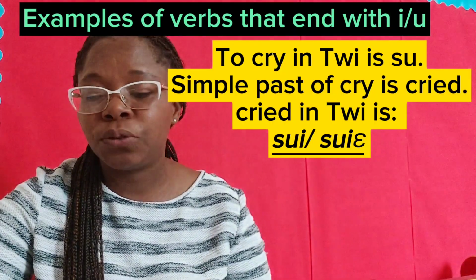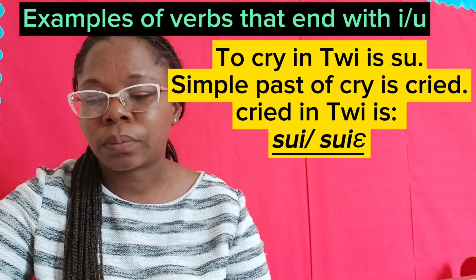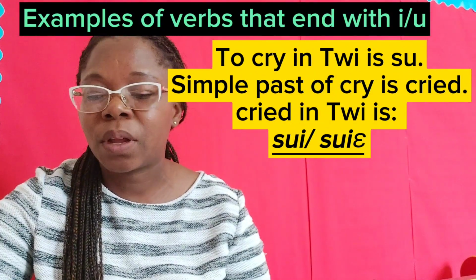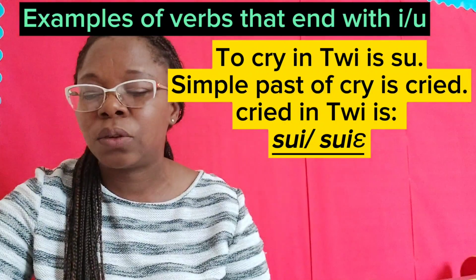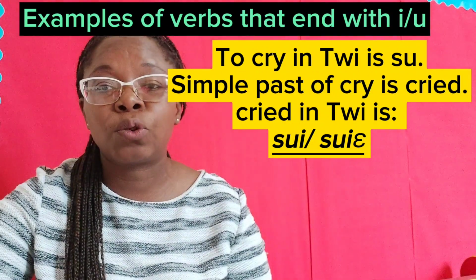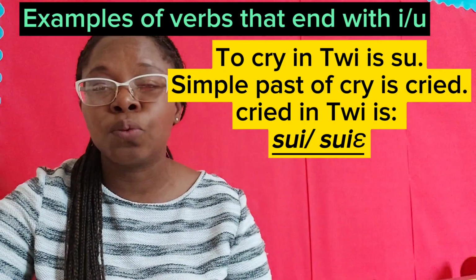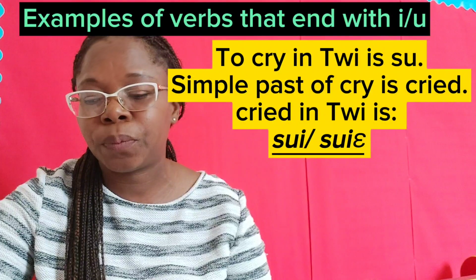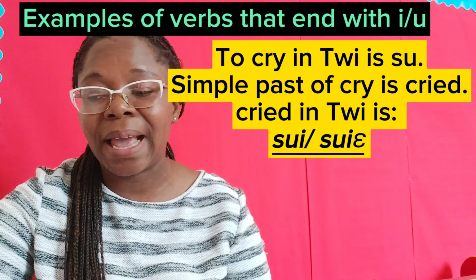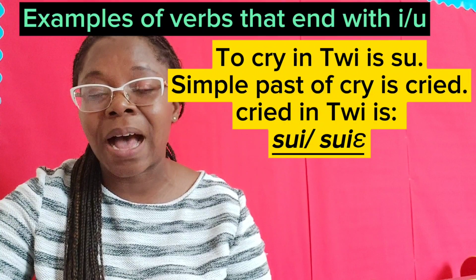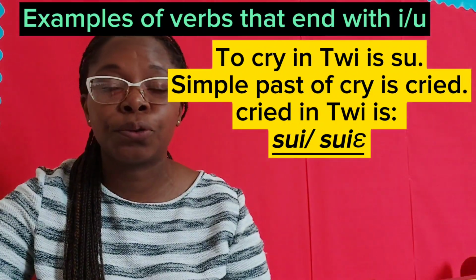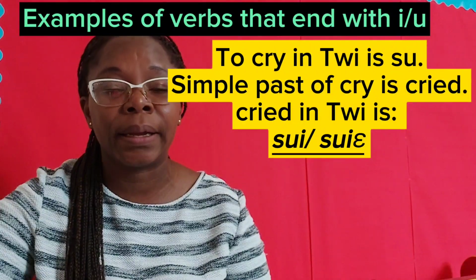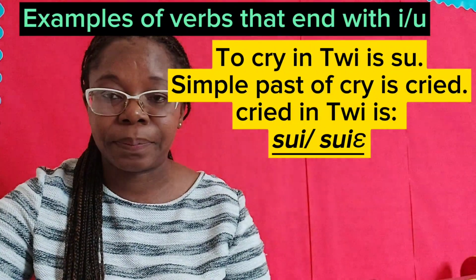To cry in Chi is su. Simple past of cry is cried, right? Cried in Chi is sui or suye. Because su ends with u, we add e to it to get our simple past. So su is the present, sui or suye is the past.